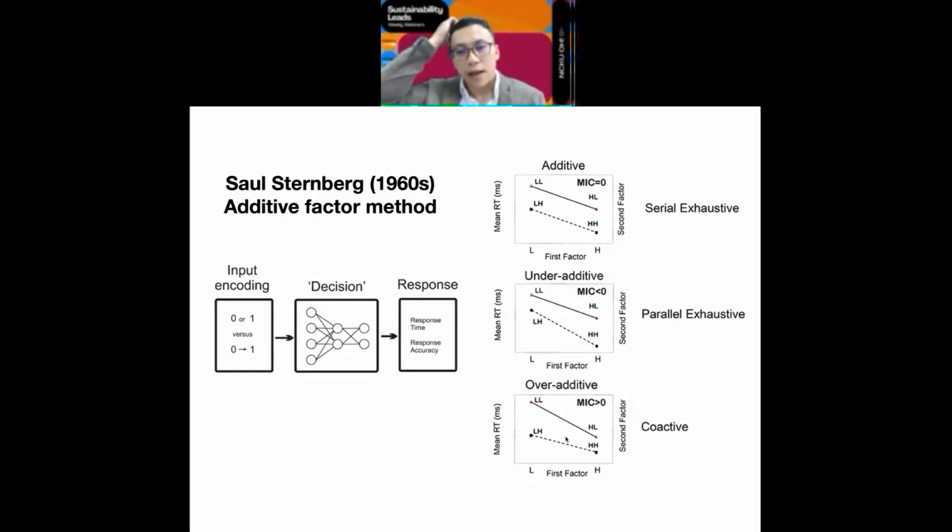So according to Sternberg's additive factors method, we can use a very simple calculation from the reaction times of the 2x2 factorial designs. Then we can infer the additivity of the two processes and make a strong conclusion about how the sub-processes are organized in our brain.